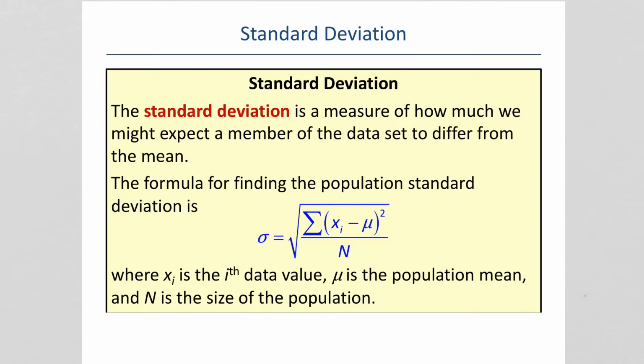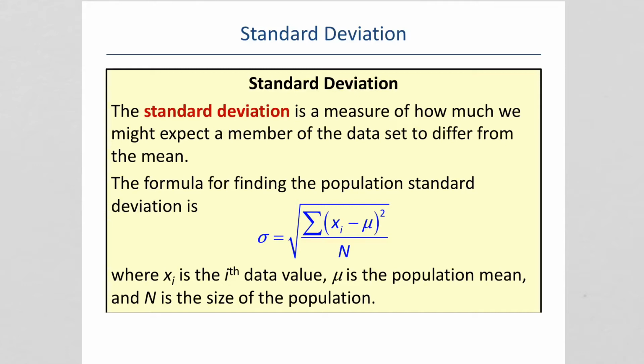Okay, next is a biggie. We're going to talk about standard deviation. Standard deviation is a measure of how much we might expect a member of the data set to differ from the mean. So we have the mean, which is usually the best representation of the data. And we have this little range on either side of the mean that tells us where we expect most of the data to lie, okay? And that's the standard deviation.